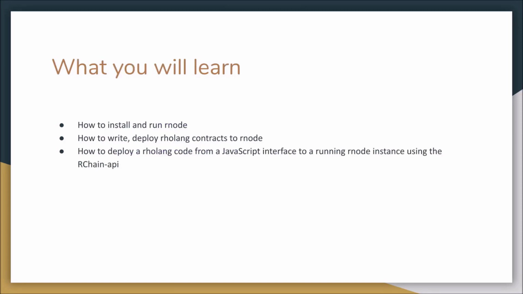Back to the tutorial. What you're going to learn today is how to install and run RNode, how to write and deploy Rholang contracts to RNode, and how to deploy Rholang code from a JavaScript interface to run an RNode instance using the RChain API.